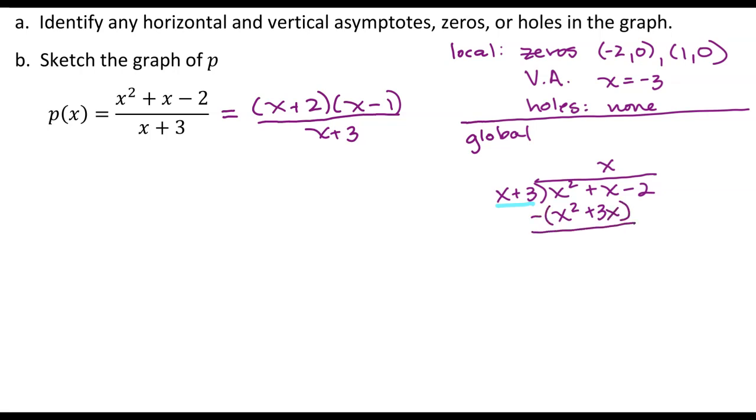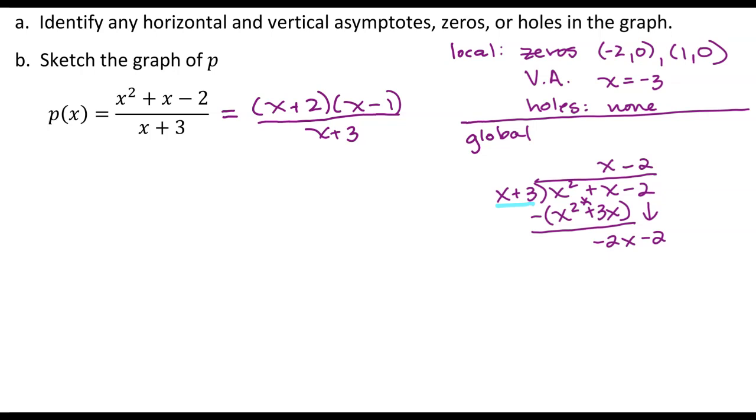The x squareds get eliminated. That should always happen. Be very careful with your sign here. You get x minus 3x, which is -2x. And then we're working with two terms. We're dividing by x plus 3, so we need two terms to line that up with. So we'll bring down our -2. So now my question becomes, what do I need to multiply x plus 3 by to match up the x and the -2x? And the answer is -2.